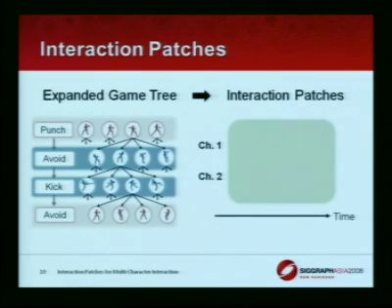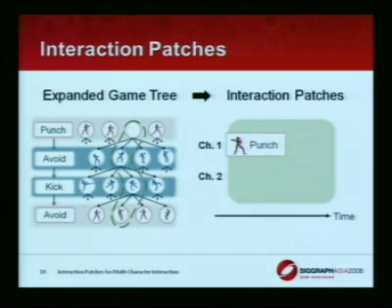We wish to convert the game tree into what we call an interaction patch. Basically here, in this game tree, every path from the root node to every leaf node forms a series of interaction between the two characters. So basically, we can convert the game tree into an interaction patch like this.